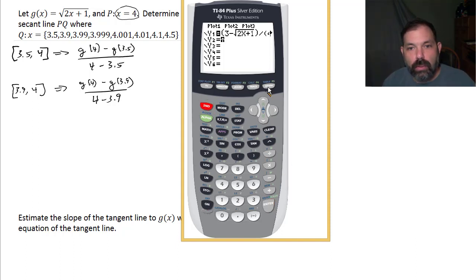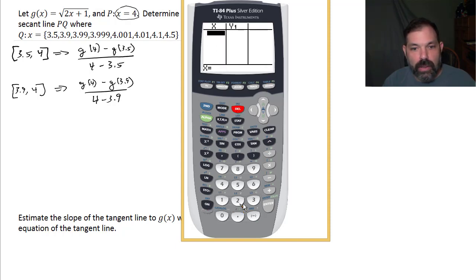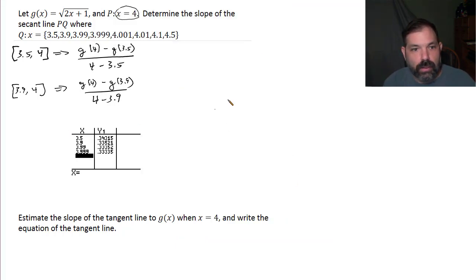And now let's go to my table. It's still in the ask setting. Let's delete the old stuff. And let's type in, my first input is 3.5. And then my second input is 3.9. And then my third input is 3.99. 3.999. Let me drag this over here. So let's take a look at these values.